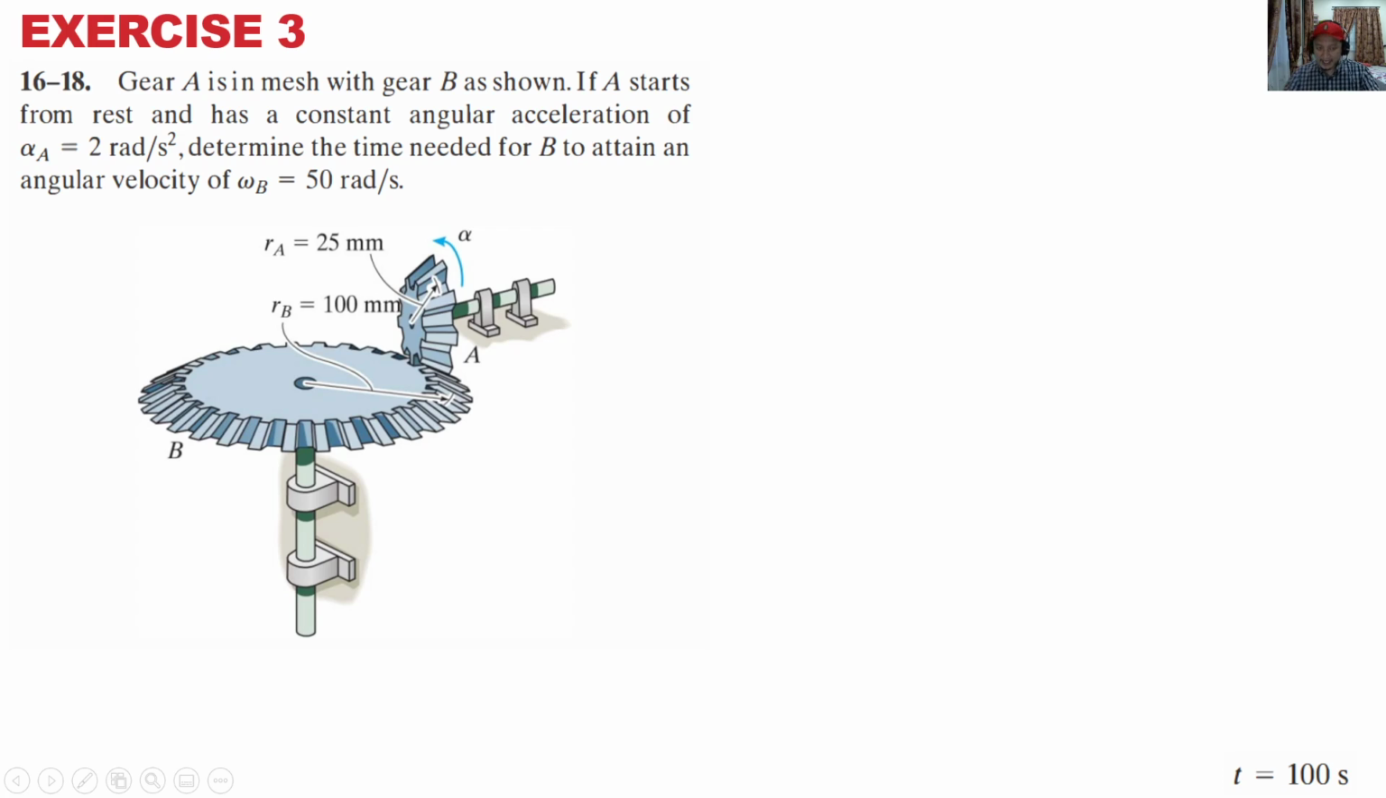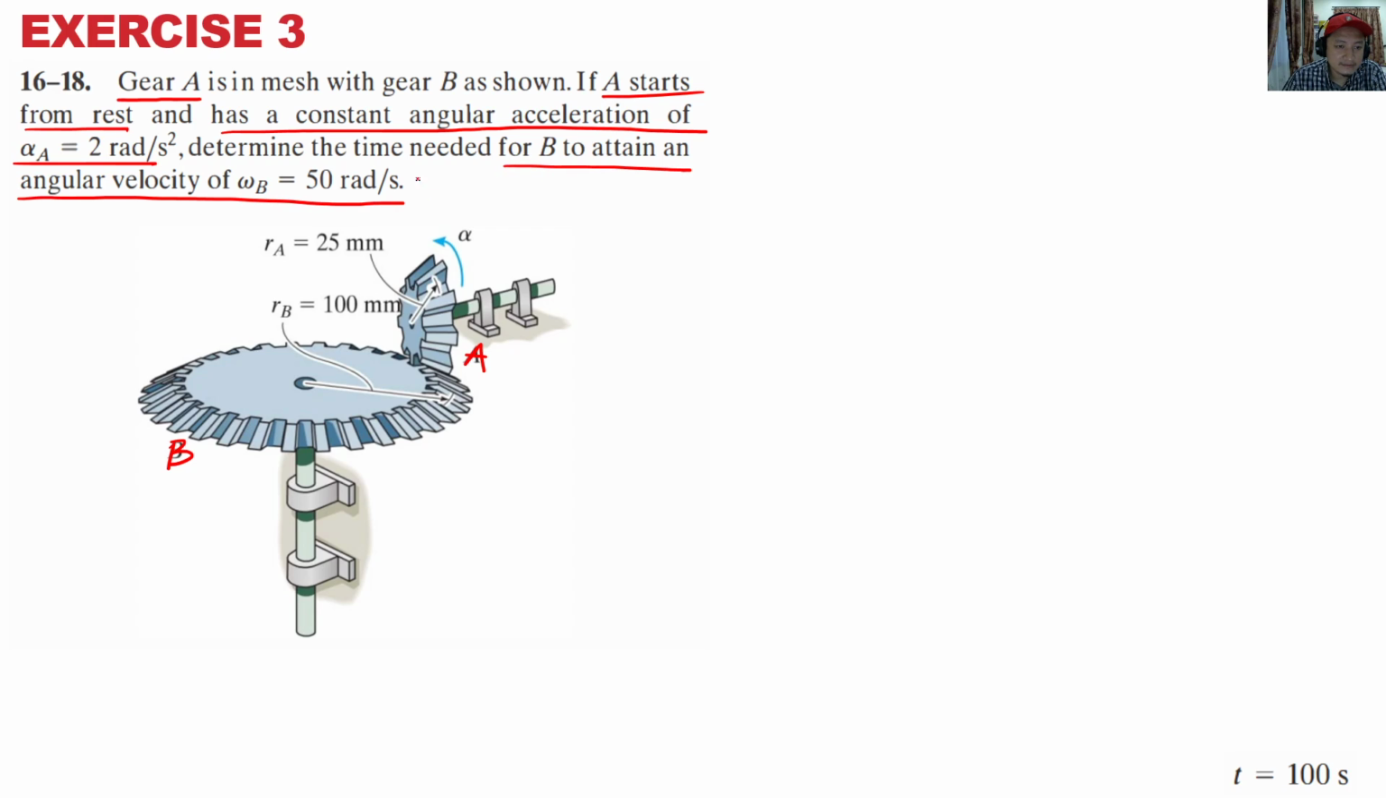So this is our next problem. You've got gear A, which is this one, in mesh with gear B. If A starts from rest and has a constant angular acceleration of 2, determine the time needed for B to attain an angular velocity of that much.